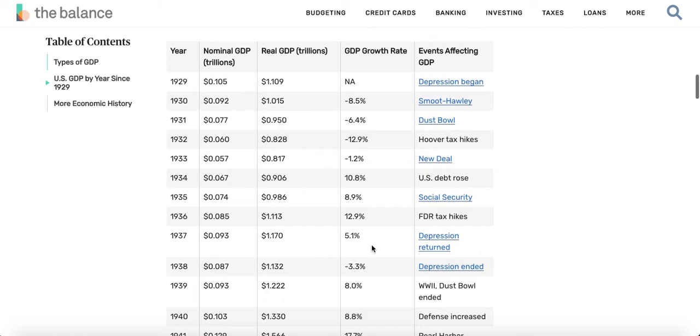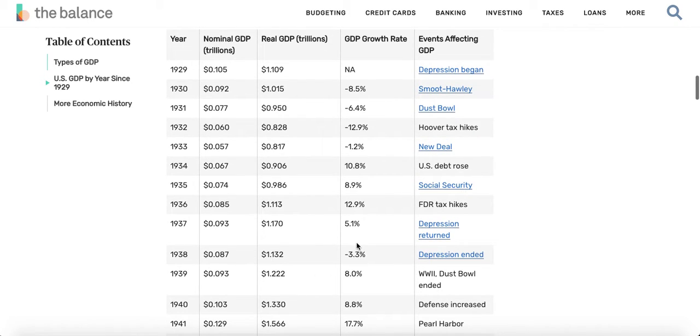Now, 1937, we see a contraction. Negative 3.3%, depression returned. So presumably they think it's because of FDR's tax hikes that you see the contraction in GDP. But there's no evidence for that. We need to do more investigation into it.